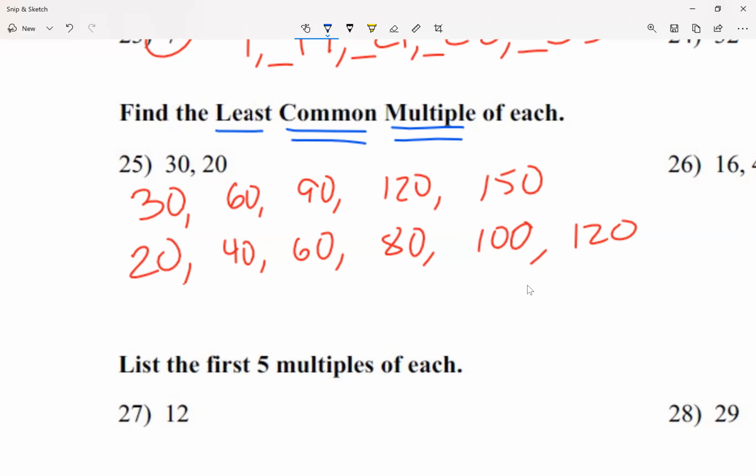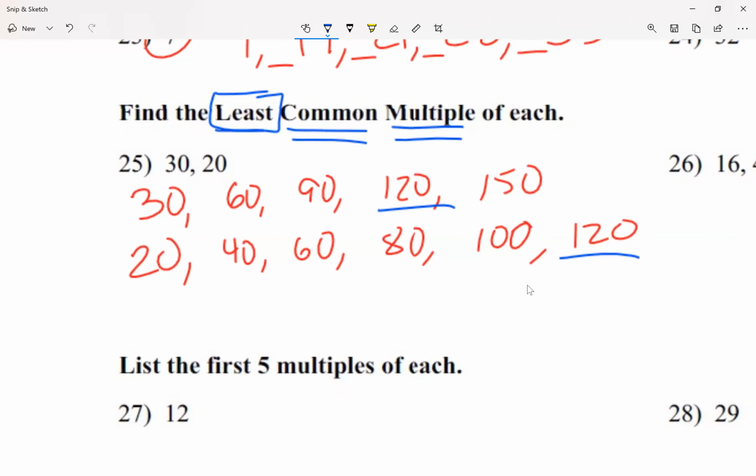So what I'm looking for is a common multiple. It has to be a multiple of 30 and a multiple of 60. But now I'm going to look for the least. There could be some common multiples, right? I see 120, that's a common multiple. But my question here is the least. Is there a common multiple that is less than 120? And yep, I see 60. 60 is a common multiple.